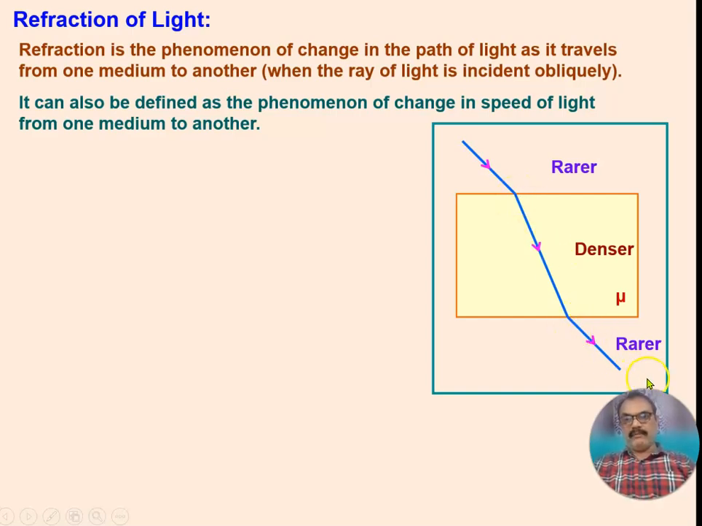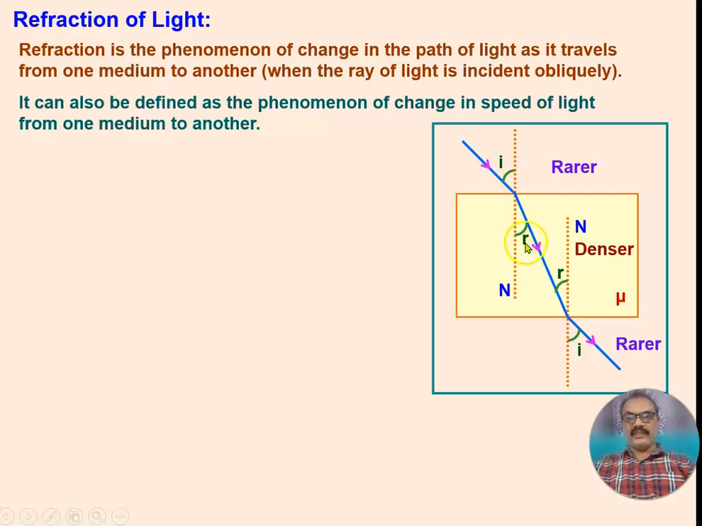Then it is coming back. When it is coming back, if you extend this line, it will be seen that the incident ray and emergent ray are parallel, and there is a distance between them that we will discuss in the next content. Let us draw the normals on the first surface and second surface, N and N. Then you can see there are angles. The first angle is the angle of incidence and the other angle is the angle of refraction.